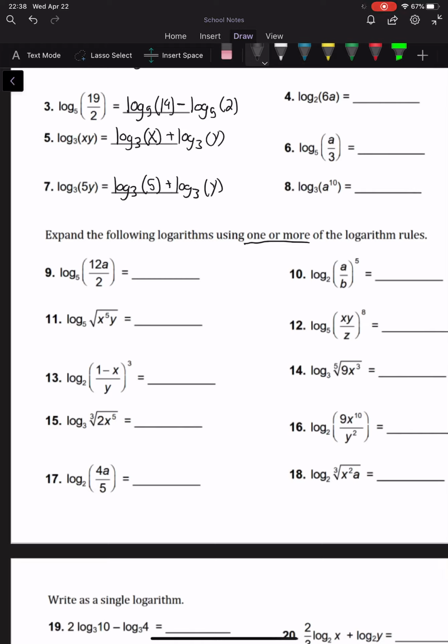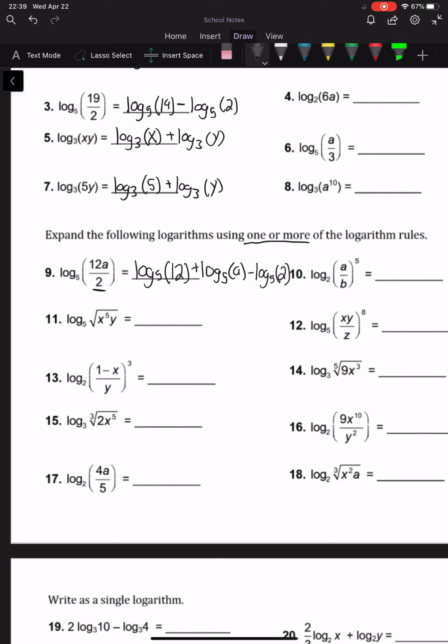Question number 9. So all of them are going to have log base 5 in it, so that's good to know. So let's just take a look at the top half for a second. So we have 12a, so our top half is going to be log base 5 of 12 plus log base 5 of a. And now we're going to subtract that last part from it, the 2. So log base 5 of 2.